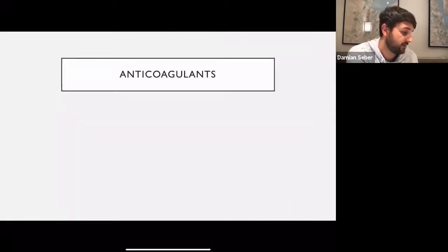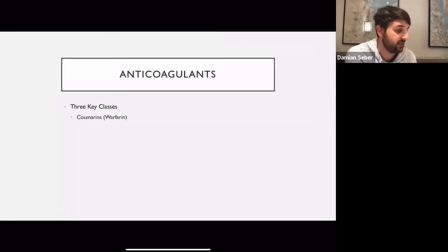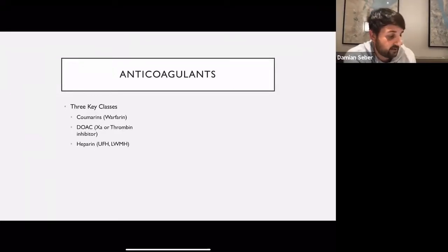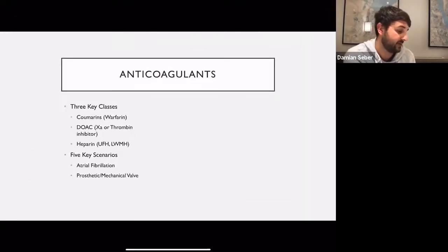Okay, so anticoagulants, there's 3 key classes. You've got the coumarins, which include warfarin, DOACs, so that's your factor 10A or thrombin inhibitors, and then you've got your heparins, so your unfractionated or low molecular weight heparins. And in your OSCE, there'll be 5 typical scenarios: AF, if they've got mechanical valves, PE, DVT, and then prophylaxis.